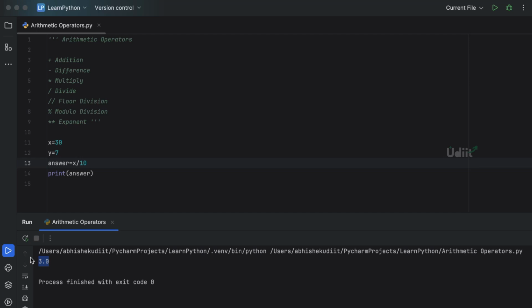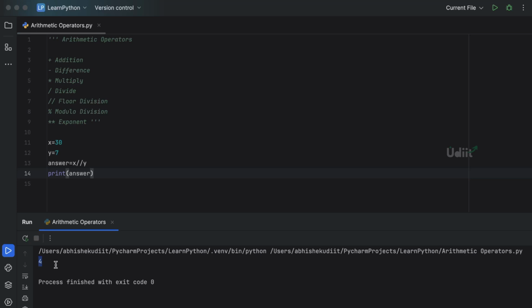Whenever we do conventional division, we get quotient and remainder. The floor division and modular division operators are used to get the quotient and remainder. Floor division is used to get the quotient. Modular division is used to get the remainder of the division. Let me say x double slash y. Here I am doing the floor division. I'll run. The answer is 4.